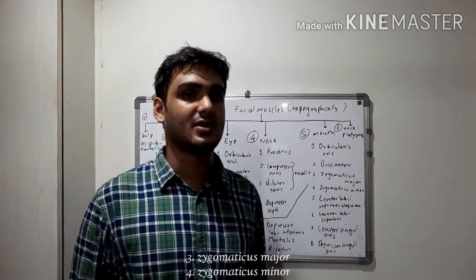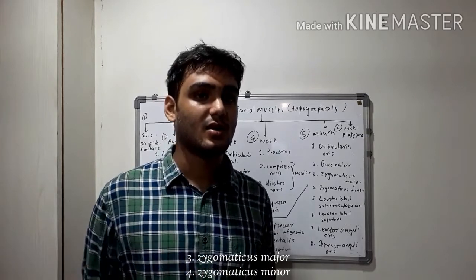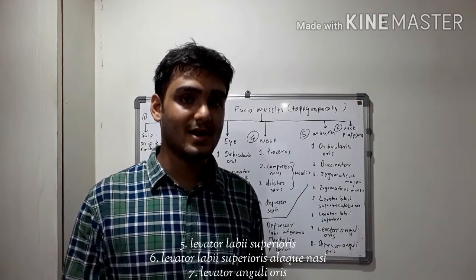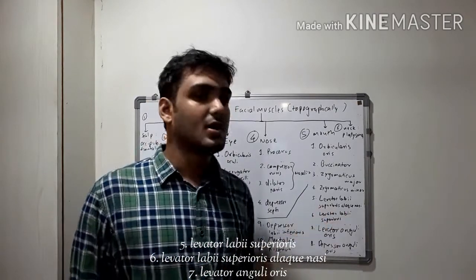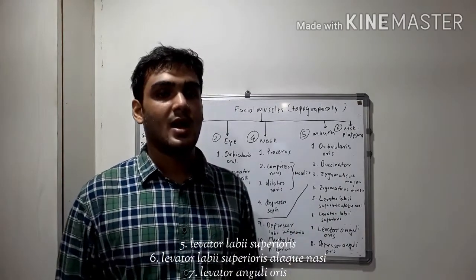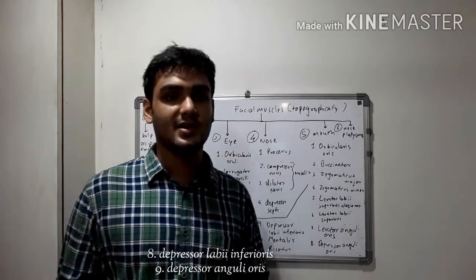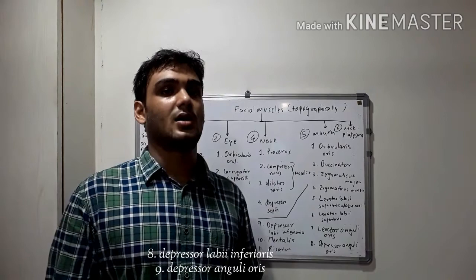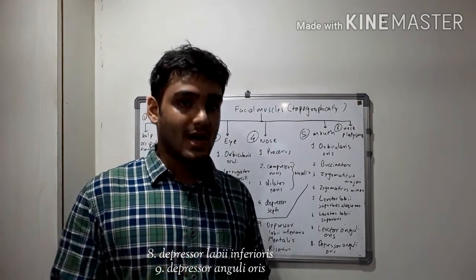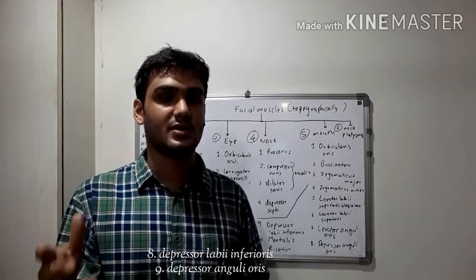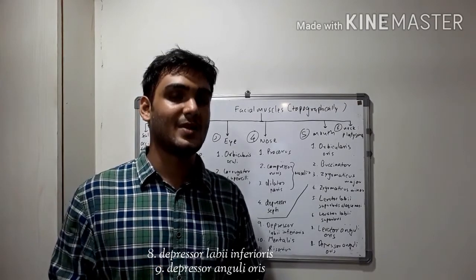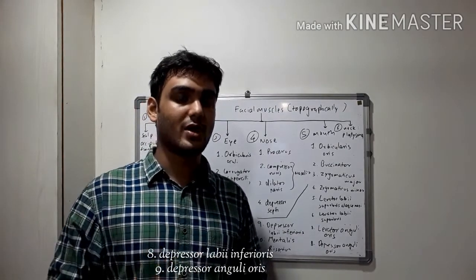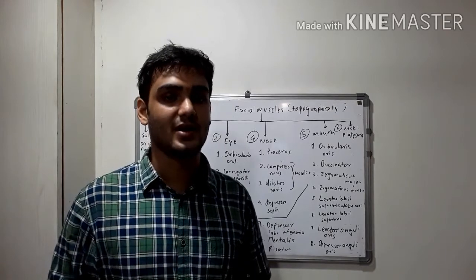Then we have 2 zygomatic muscles, zygomaticus major and zygomaticus minor. Then 3 levators: levator labii superioris, levator labii superioris alaeque nasi, levator anguli oris, and then 2 depressors, and these 2 depressors are just the counterparts of 2 of the levator muscles. For levator anguli oris, the counterpart would be depressor anguli oris, and for levator labii superioris, the counterpart is depressor labii inferioris. So we have 2 depressor muscles, depressor anguli oris and depressor labii inferioris.